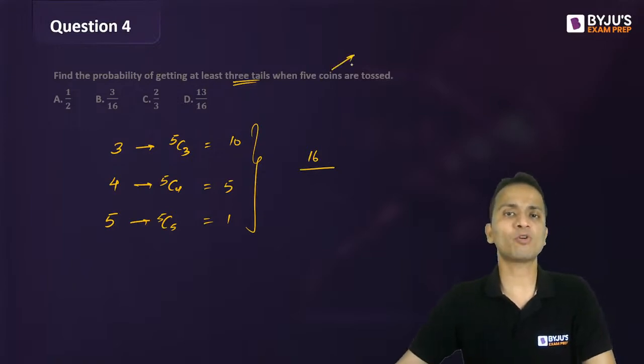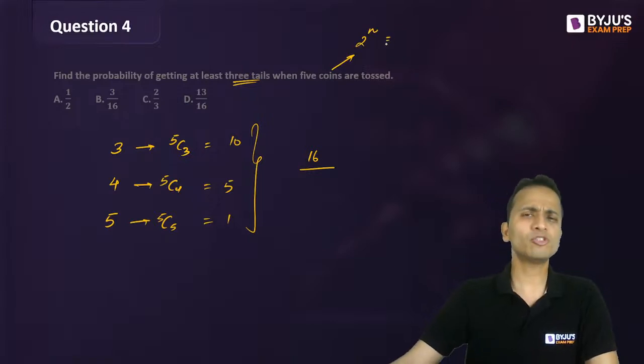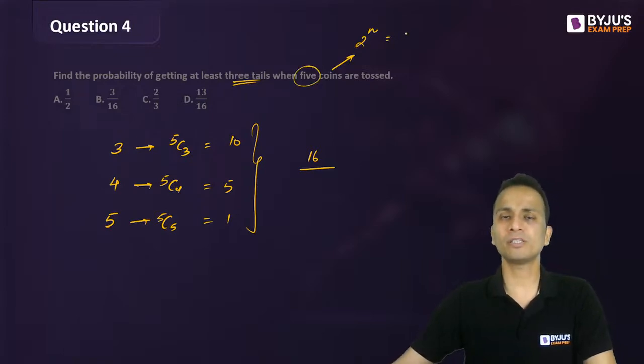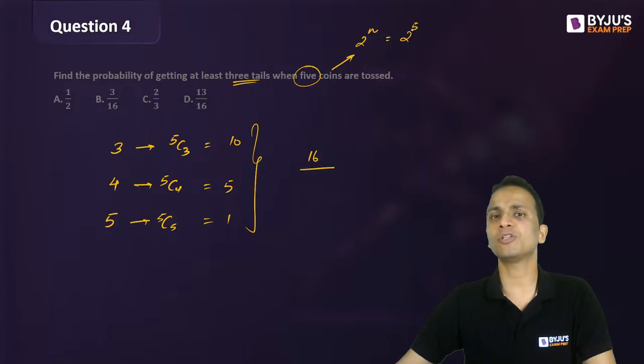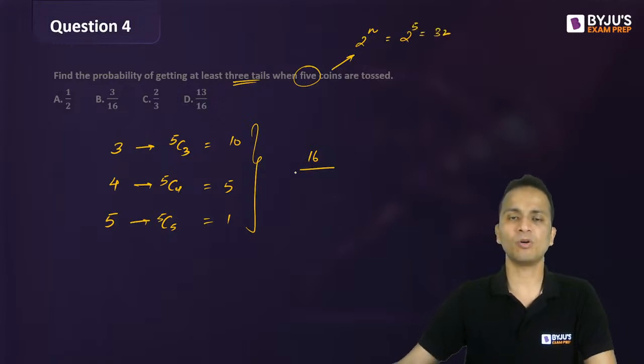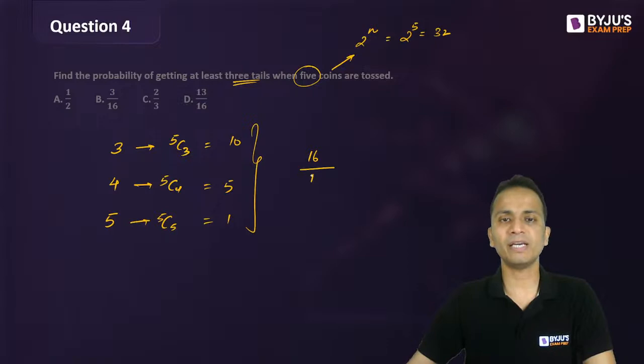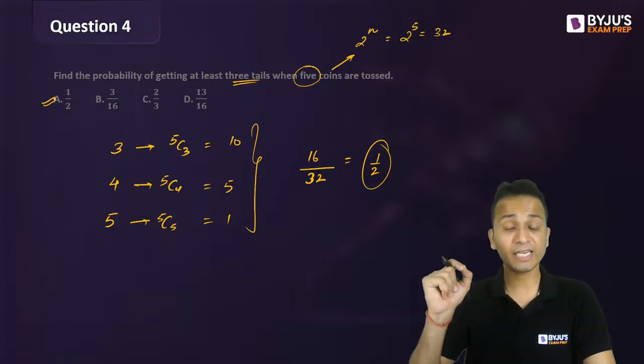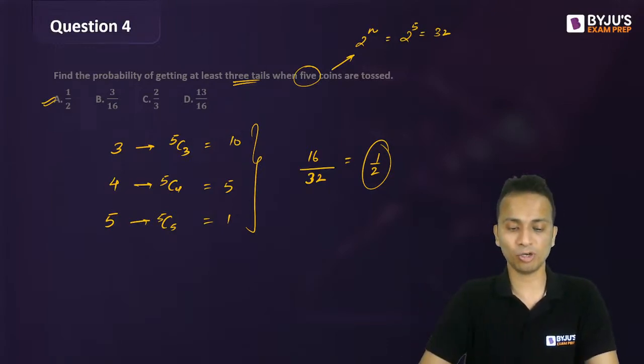Now when we have coins, the total number of cases is 2 raised to the power n, where n is the number of coins. Now here we have 5 coins, so total number of cases will be 2 raised to the power 5, that is 32. Okay, so 16 divided by 32 will be the answer, and those who have given option A as the answer, they all were absolutely correct. So the correct answer, yes, it is option A, which is 1 upon 2.